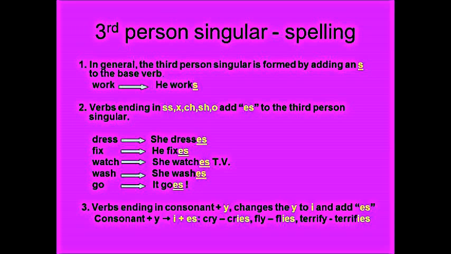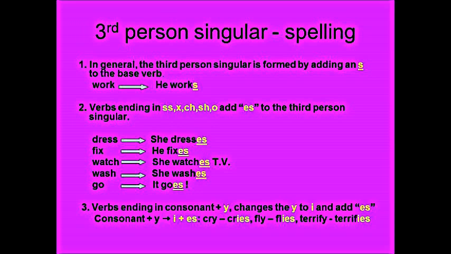For example, in those verbs ending in double S, X, CH, SH, or O, we need to add ES. For example, dress, dresses, fix, fixes, watch, watches, wash, washes, or go, goes.